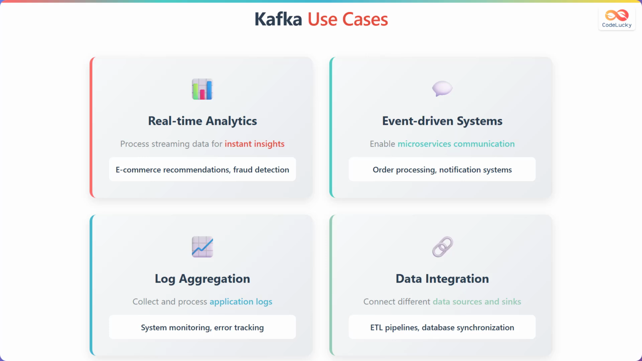Kafka's versatility makes it suitable for a wide range of use cases. It can be used for real-time analytics, allowing you to process streaming data for instant insights such as e-commerce recommendations and fraud detection. Kafka is ideal for event-driven systems, enabling microservices communication for order processing and notification systems. It can also be used for log aggregation, allowing you to collect and process application logs for system monitoring and error tracking. Kafka also supports data integration, connecting different data sources and sinks for ETL pipelines and database synchronization.